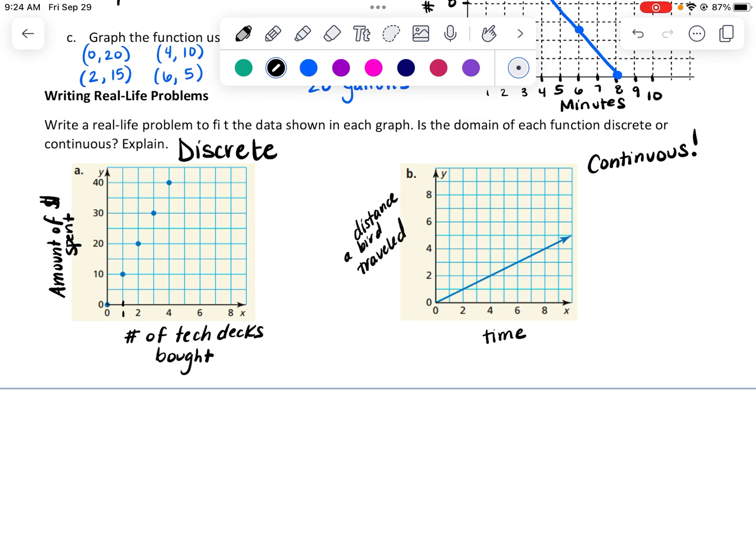Again, it could be anything you want as long as it makes numerical sense, and you should be good.